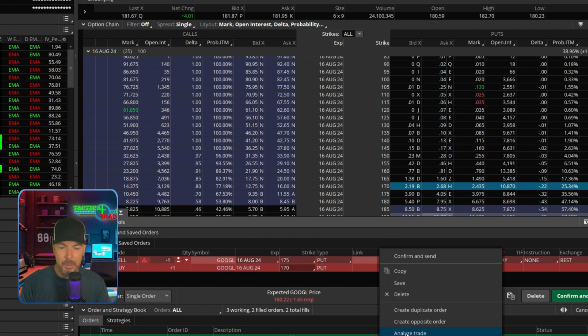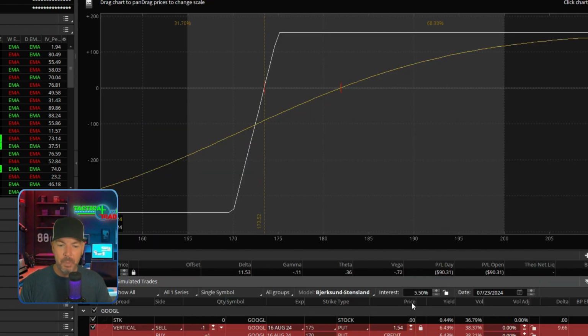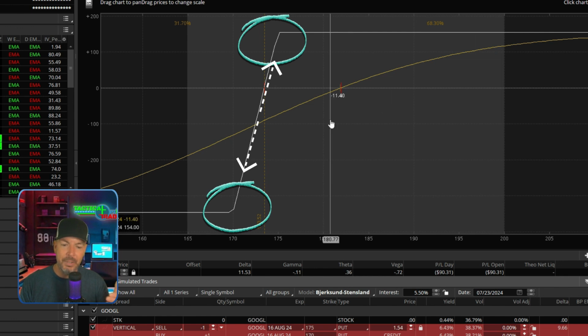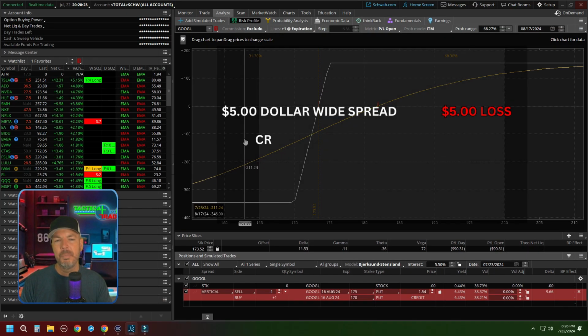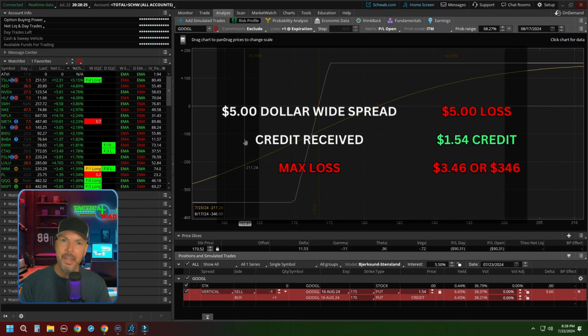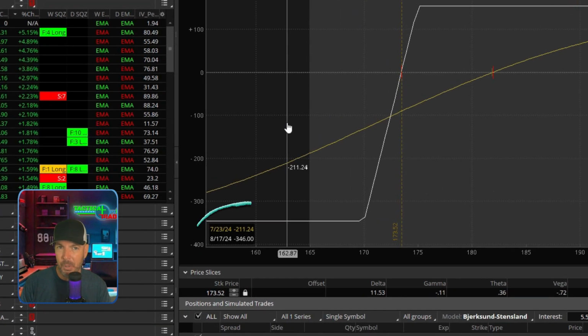So in this example, we want Google to stay above the 175 short put at expiration, and the same concepts apply here. We have a $5 wide spread, which is the difference between the 175 and the 170 puts, and we are receiving $1.54 in credit to open up this trade. So our max loss would be $5 minus $1.54, and that would give us a max loss of $3.46 per contract, or $346 per contract.